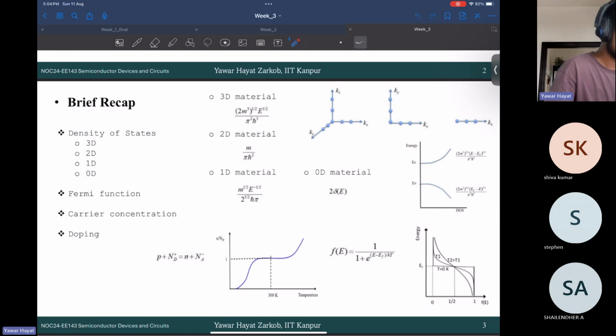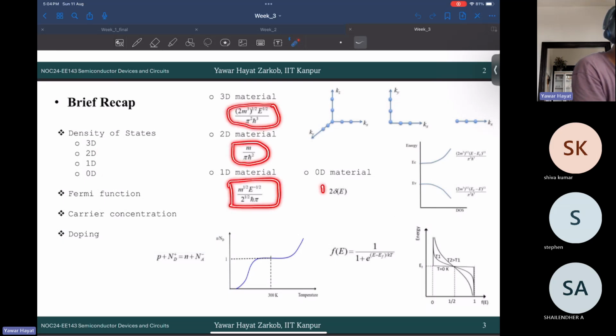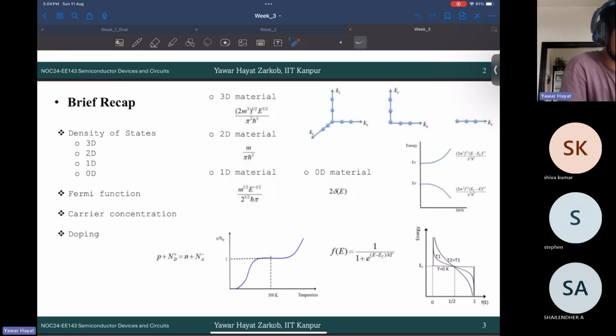Fine. Let's briefly recap what was taught in the week 3 lectures. We saw the concept of density of states, right? And in fact, we derived the expression for 3D material, 2D, 1D, and 0D. These are the expressions that we had obtained. The professor derived this in detail, so I need not go into depth.